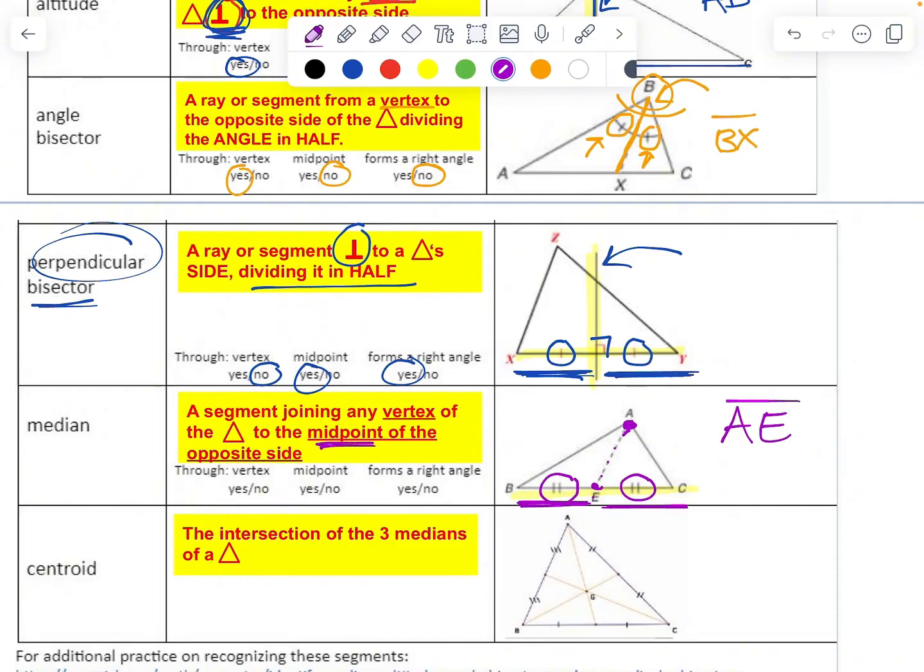Is it going through a vertex? Yes, the definition says vertex. Is it dealing with midpoints? Yes, and the definition actually says midpoint. Is it forming a right angle? No, it does not have to form a right angle, and in this case you can see that it doesn't.